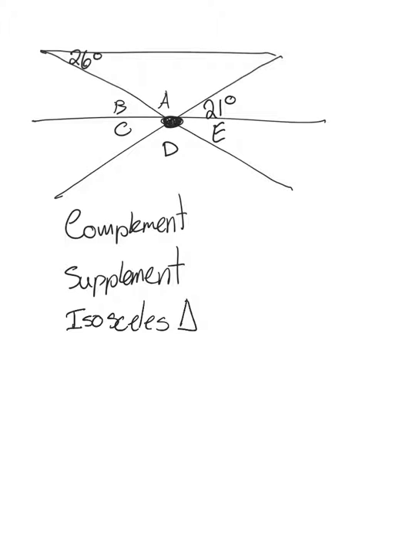So complementary angles have to do with situations like this. You'll have angle A and angle B, where A plus B will always equal 90 degrees. The way to remember that is a complementary angle deals with a corner, C for corner.